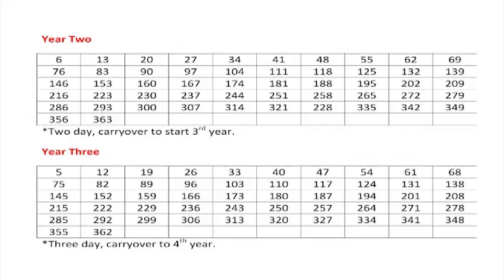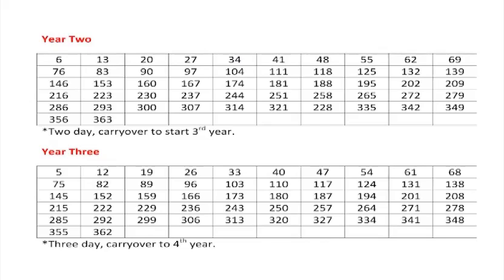Now, what that tells us is, ooh, now we have 2 days to carry over. So we go into the third year carrying those 2 extra days, which puts the Sabbath on the 5th, the 12th, the 19th. And the last Sabbath occurs on the 362nd day, leaving a carryover of 3 days.